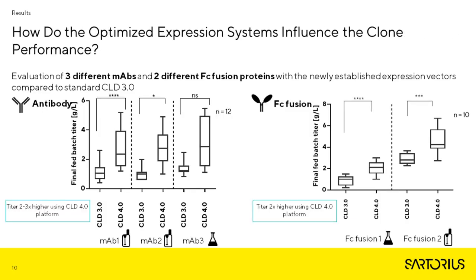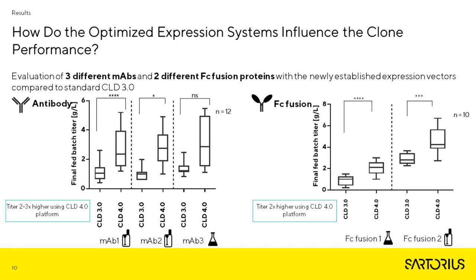These are now 3 different monoclonal antibodies and 2 different FC fusion proteins that we tested there, and it's always the then standard expression vector against the new vector. In this case we used the top 12 clones, in this case the top 10 clones. And what we see is that the leading clones, or the lead clone itself, has a very significant improvement in terms of productivity with all the different products.